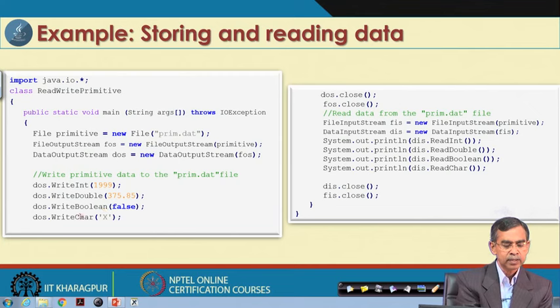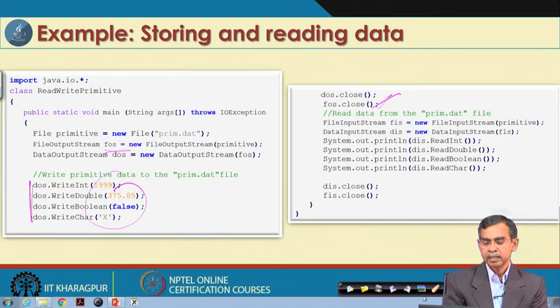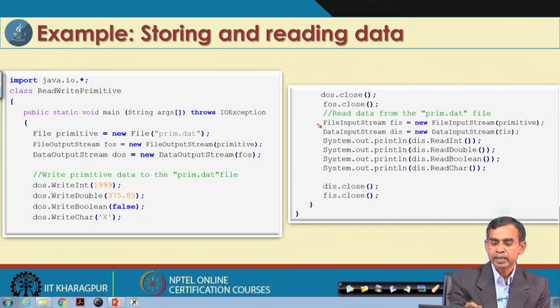So, we write all these values to this file output stream, and finally, we have to close it. Now, the object that you have created can be read also, using just the opposite mechanism.